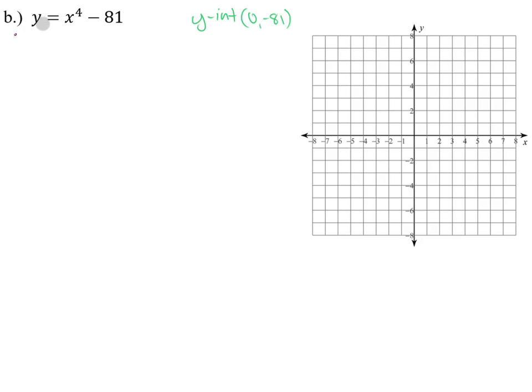All right, but my leading term is here. Because the leading coefficient is positive, we know the right side is going up. And because it's an even degree, we know the tail ends go the same direction. So they're both going up in this case. Okay, let's now find some of our zeros, and we can do that by factoring. So we're going to set this equal to 0.